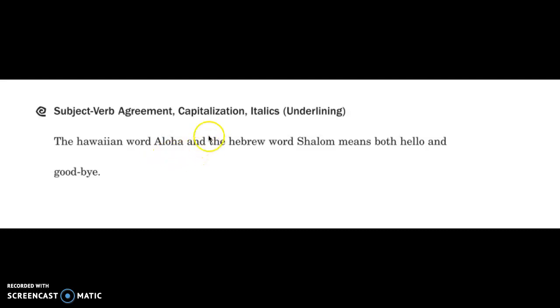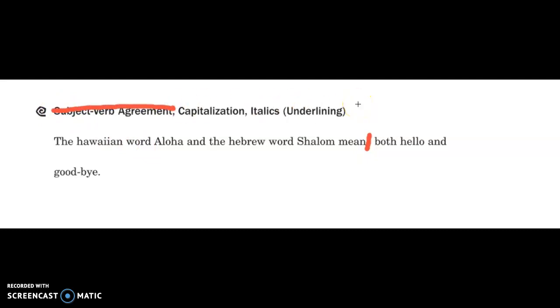Now, because we have that word "and," we are looking at a plural subject. So if the subject of our sentence is plural, the verb of our sentence needs to be plural as well. To make this plural, I am going to get rid of that extra S. That takes care of my subject-verb agreement error.